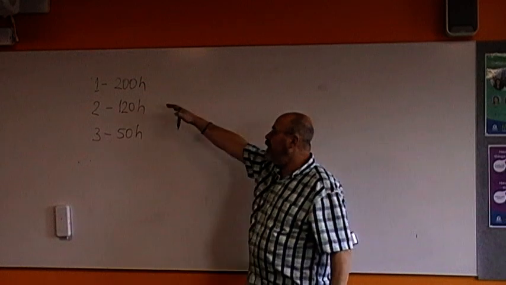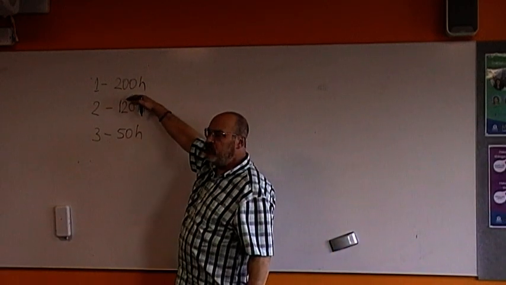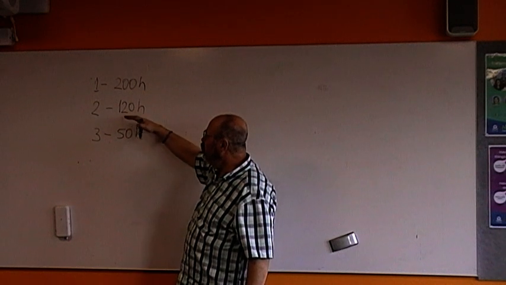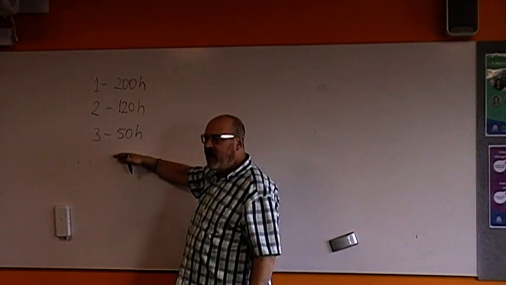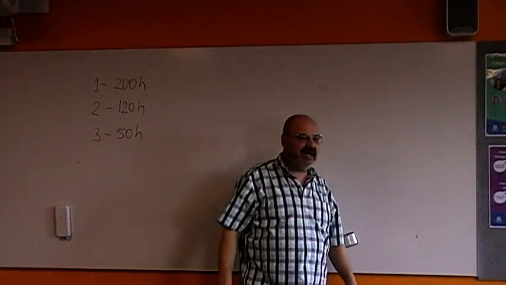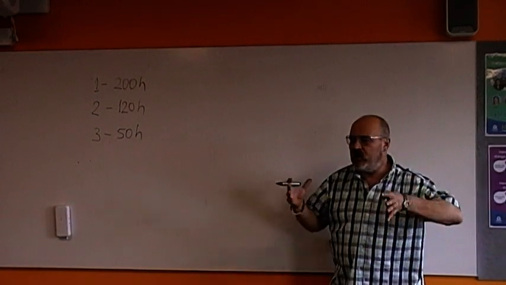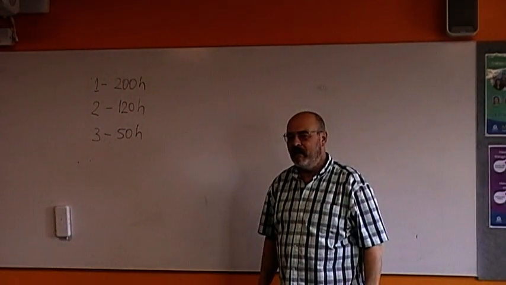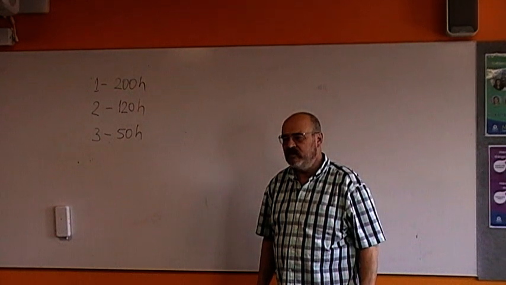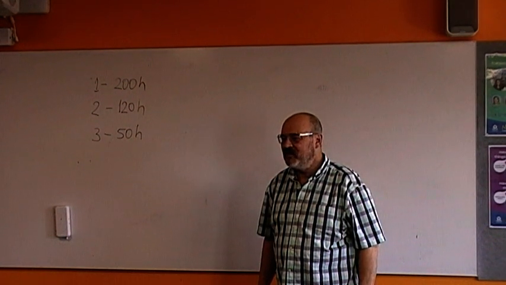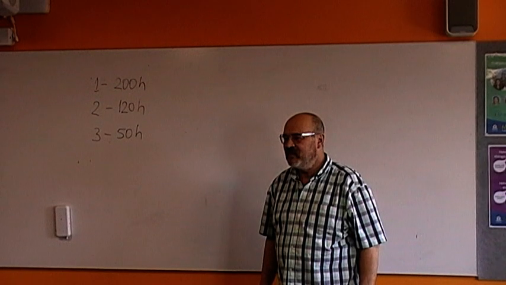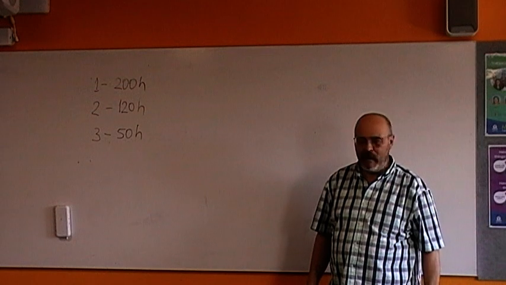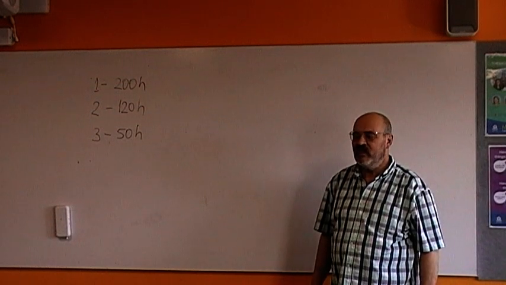So one hose can fill the pool in 200 hours, the second in 120 hours, the third in 50 hours. How can you find how long it will take to fill the pool with all three together? Could you add them all and divide by 3, or take the average? No, never mind.